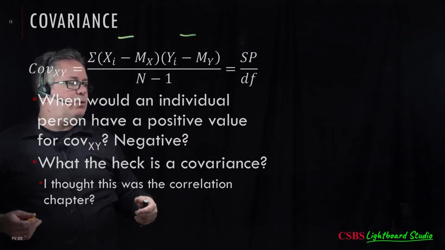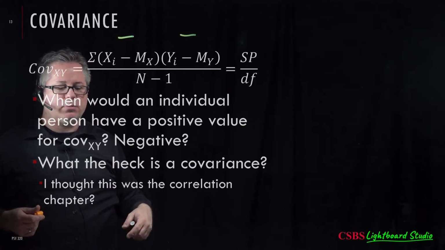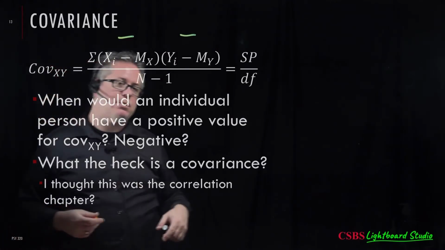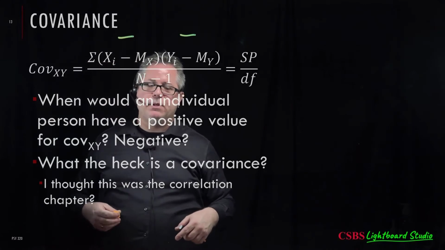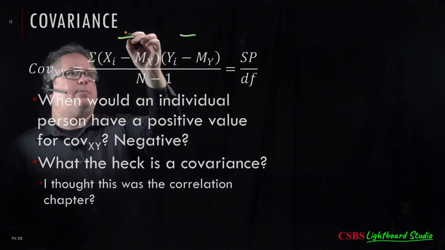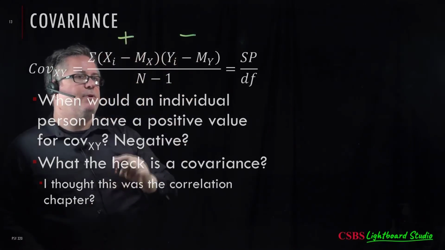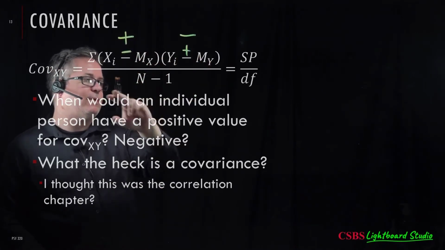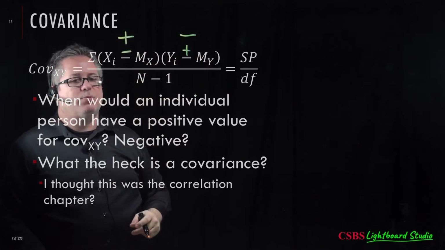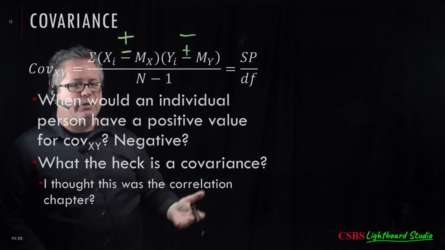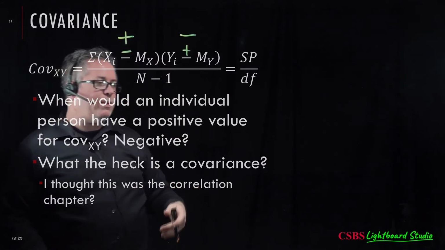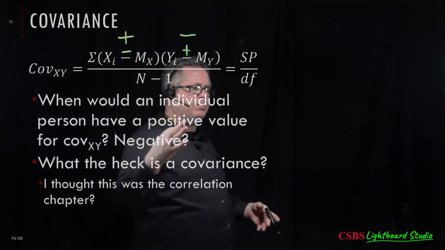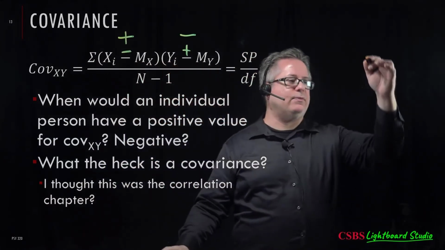All right, well, when would a person's contribution to that product be negative? Well, if this is positive and this is negative, or this is negative and this is positive, when the two signs are different, then a person would contribute negatively. So one way to think about this is, when would stuff be positive or negative? So let's think about this for a second.